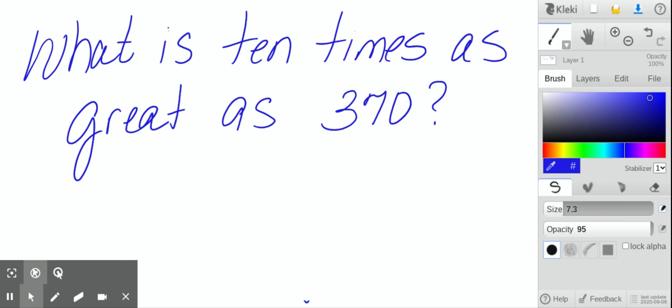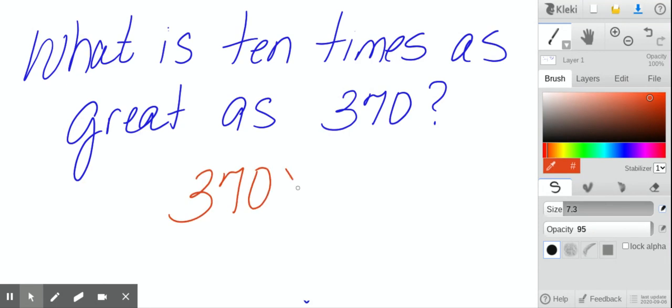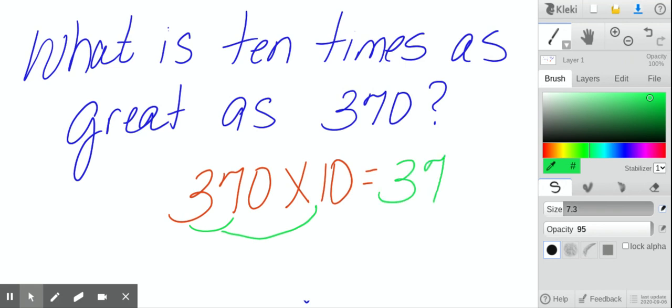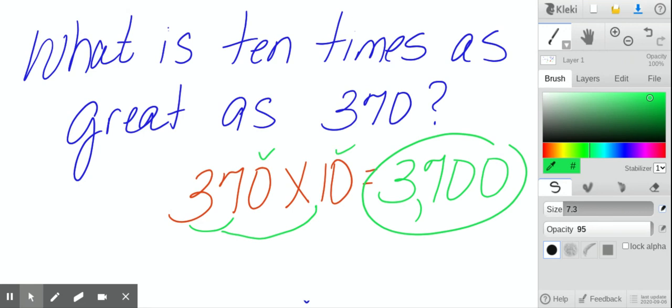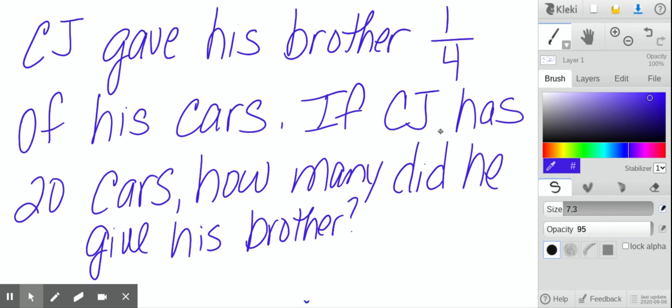Okay, quick review on some other skills that you're going to see on the assignment. Here it says, what is 10 times as great as 370? So that's the same thing as saying 370 times 10. Well, mental math. 37 times 1 is 37. How many zeros do I have? 1, 2. Add 2 zeros. So what is 10 times as great as 370? Your answer is 3,700. All right?